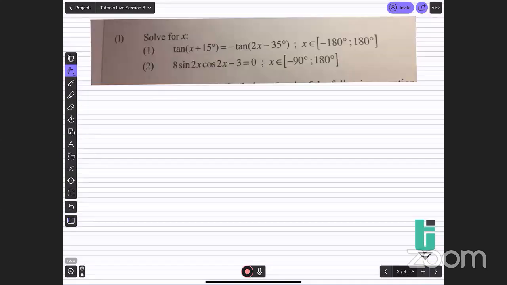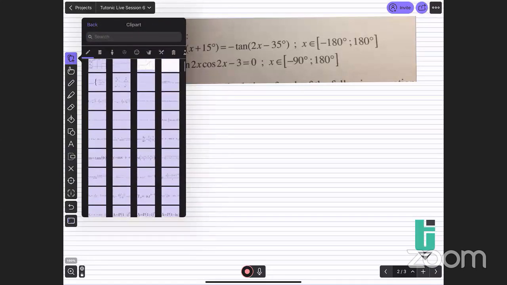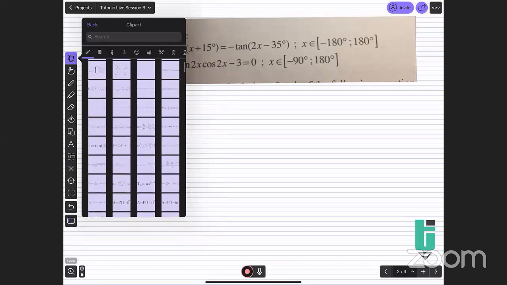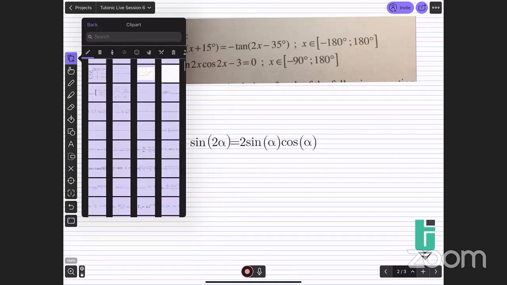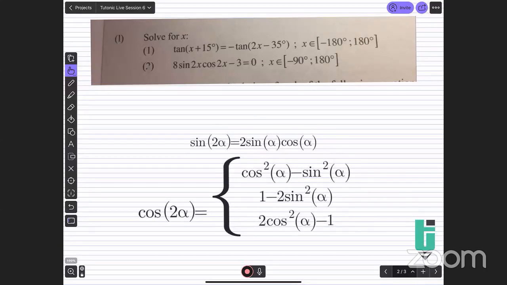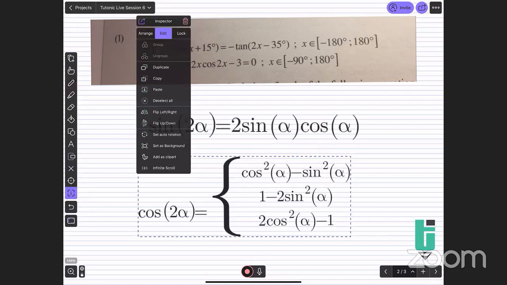So which double angle? What is the double angle that you guys know? The sine and cos. What's the sine double angle? 2 sine A cos A. And the cos double angles? There's 3. I want you guys to memorize the 3, okay? Cos squared A minus sine squared A, 1 minus 2 sine squared A, 2 cos squared A minus 1. So you broke it down like this, right?